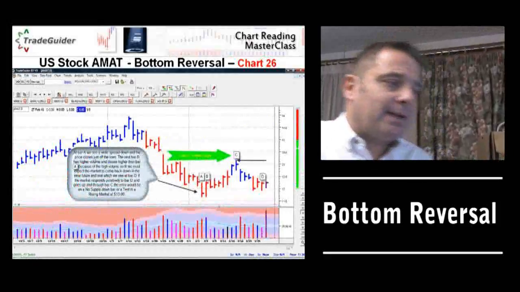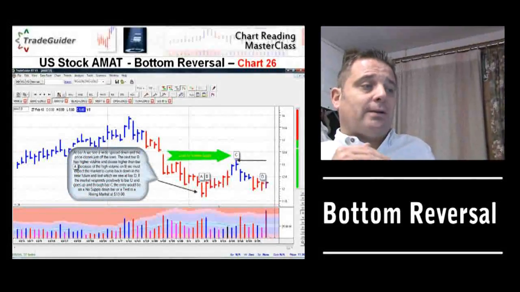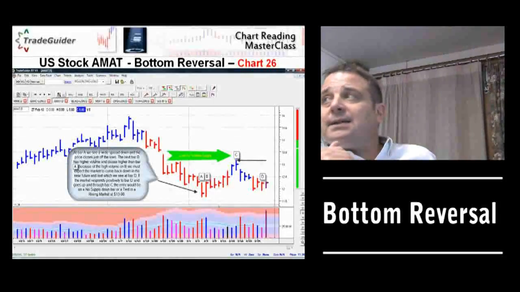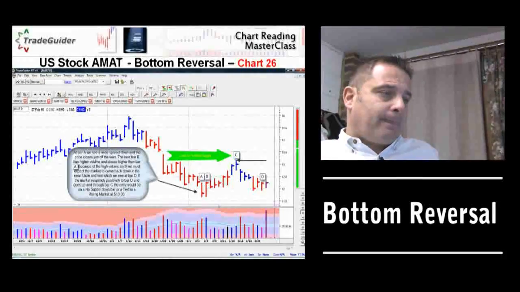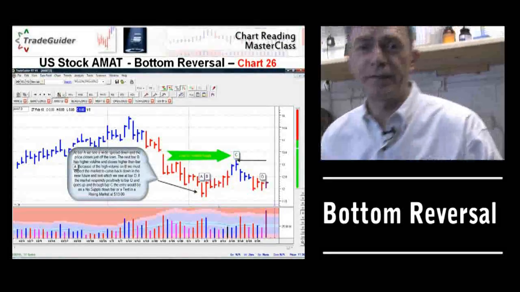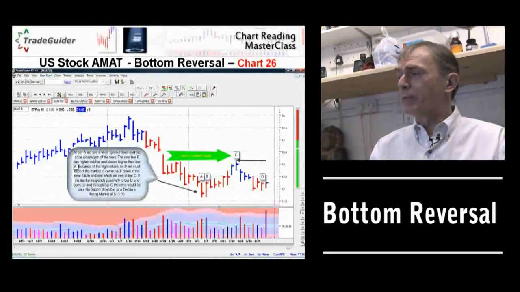AMAT. Now this is one that you picked up, Philip. So can you talk us through that one? I'll talk about where the green arrow is and the significance of that. But can you talk about the bottom reversal again and what happens here? I think that's Applied Materials. I believe that's a Nasdaq stock from memory, or an S&P stock, which I picked out.